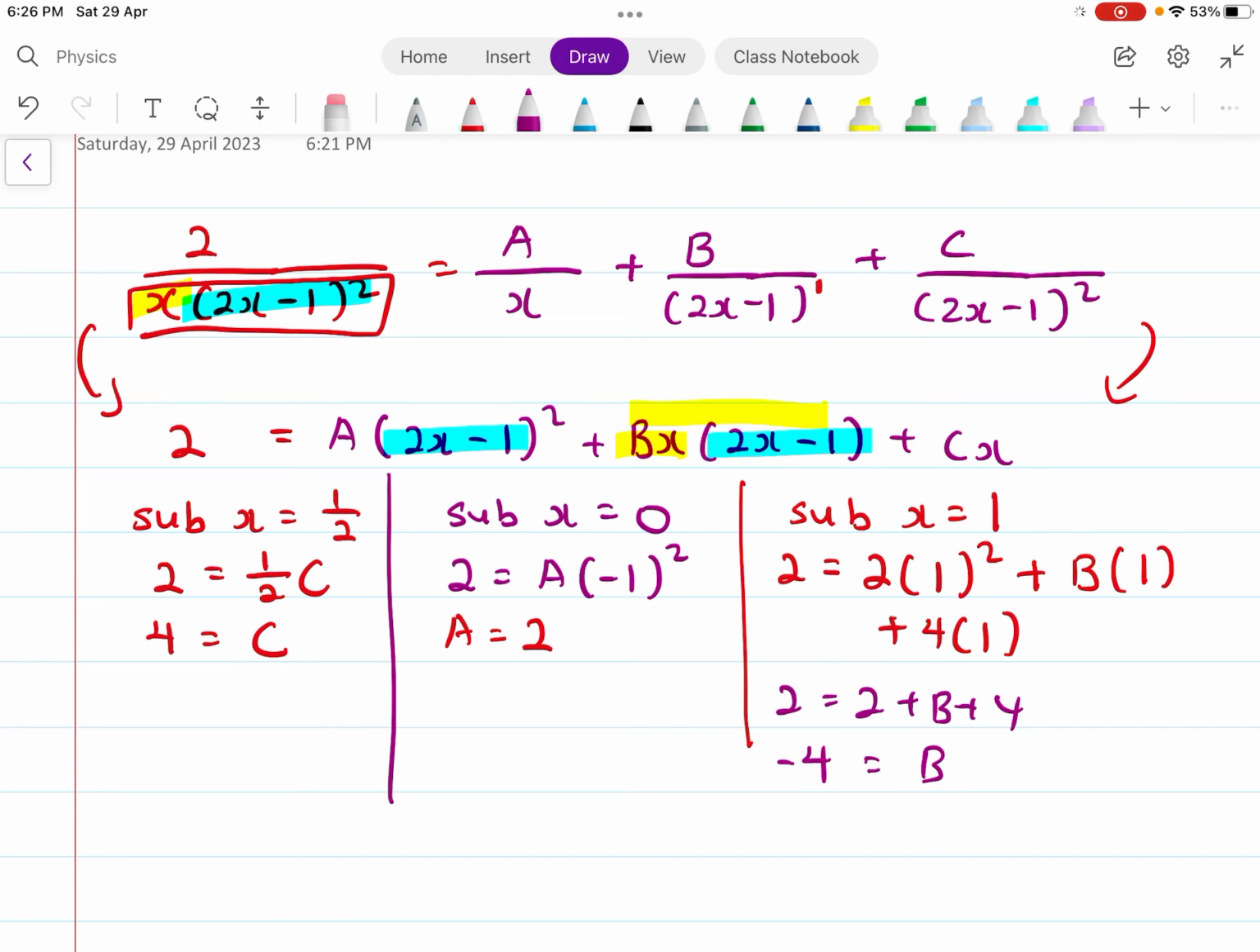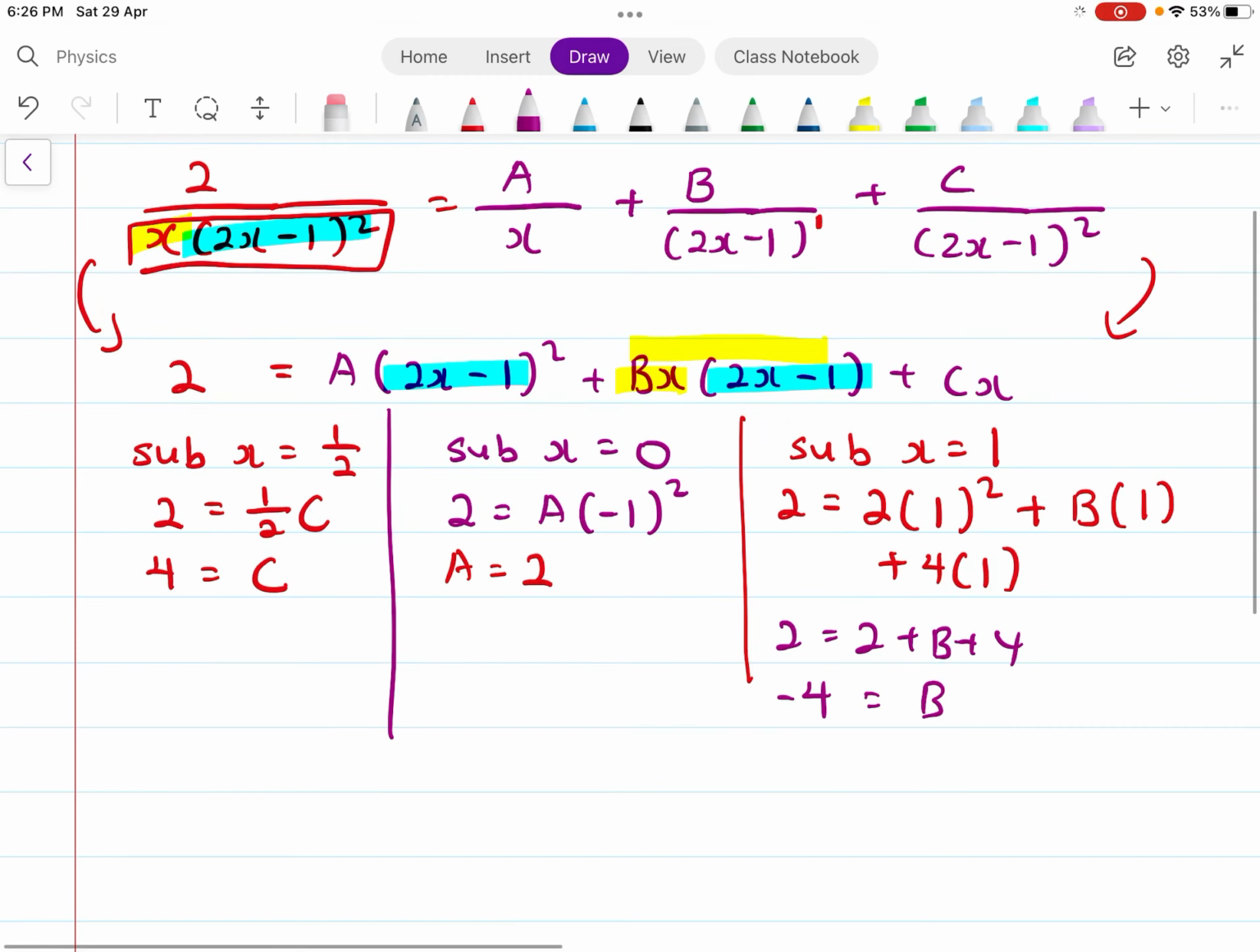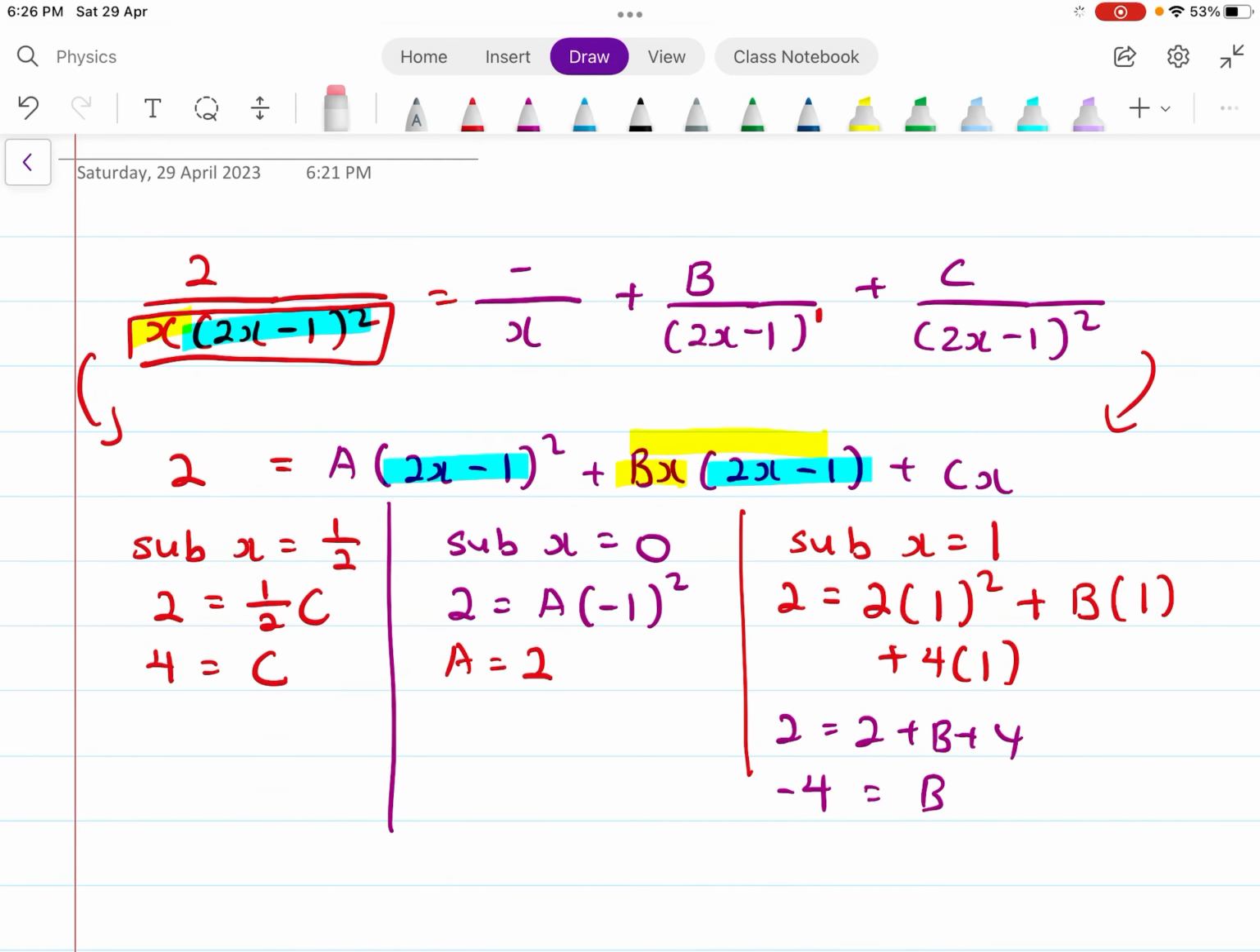So that's it. If I want to write in terms of partial fraction, you just have to put in this form. So for example, A you just replace with 2, B you replace with negative 4, so negative 4, just put it like that. So C is positive 4. So that is the answer for the partial fraction.